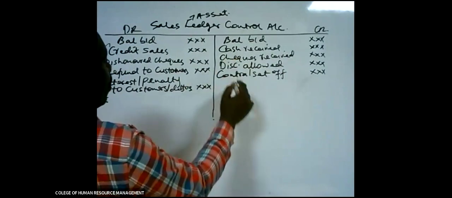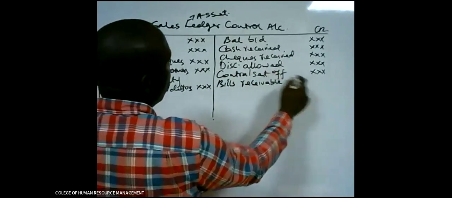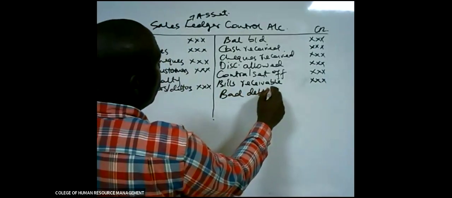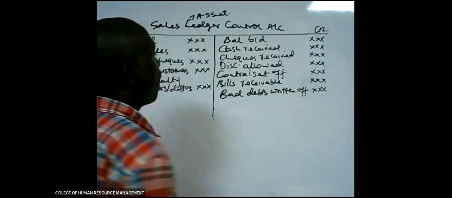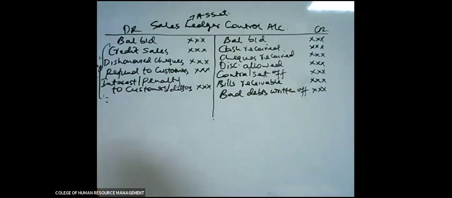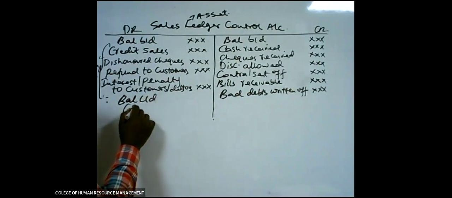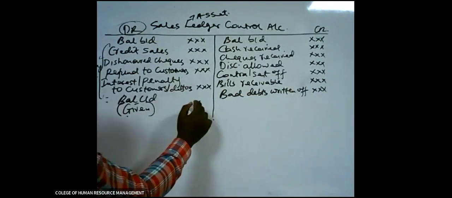What else? Bills. We also have here bad debts written off. Those reduce the amount that you expect from your customers. Then the balance carried down, the one that is now given in the question. The question will tell you it is a debit balance, but we normally place it on the credit side.